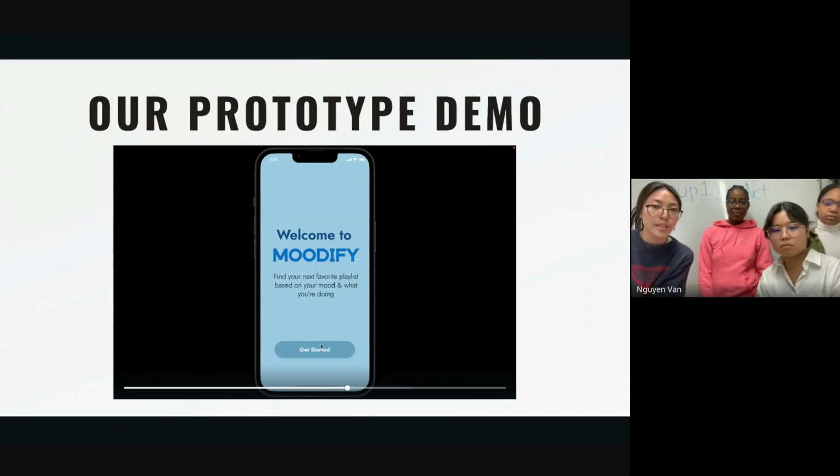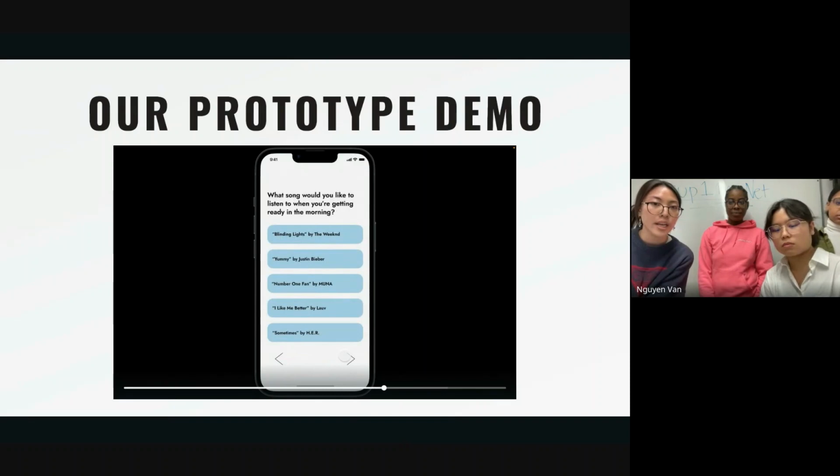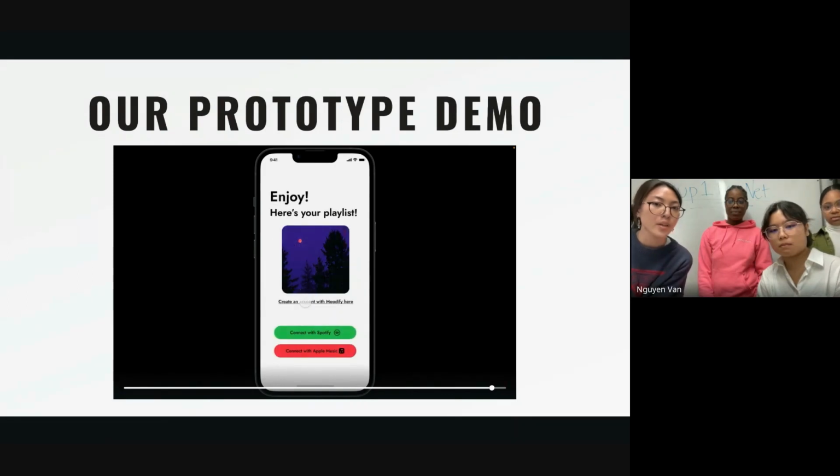The second flow is going to be picking your activity. These questions are just going to ask about different activities and what songs you would want to listen to when you're working out, when you're commuting, when you're studying, or even when you're at a house party, and it generates your playlist as well.